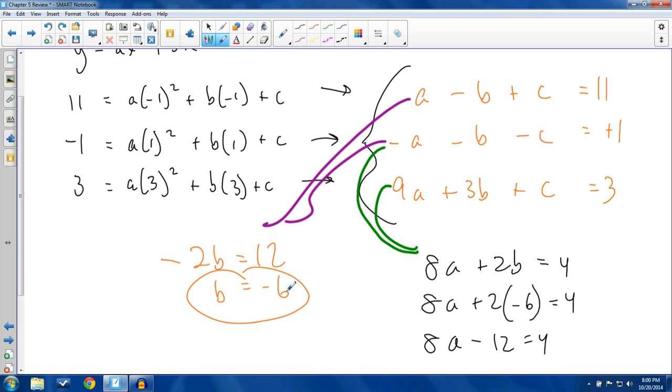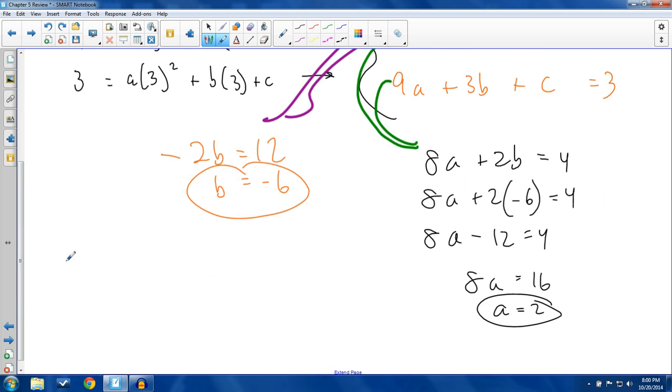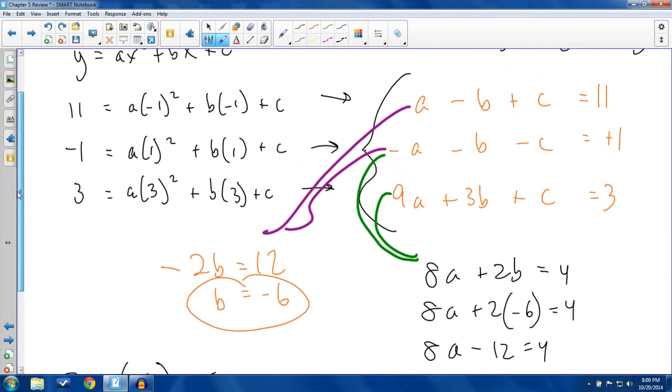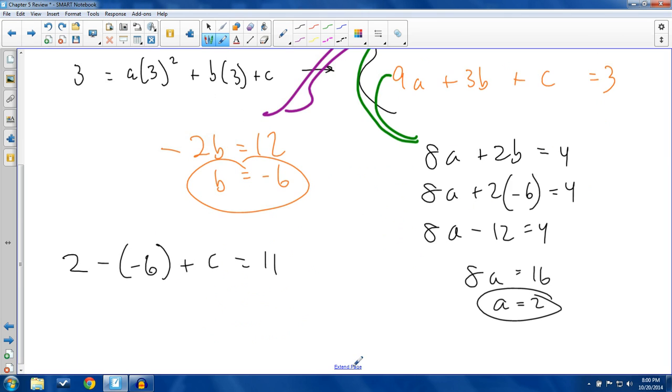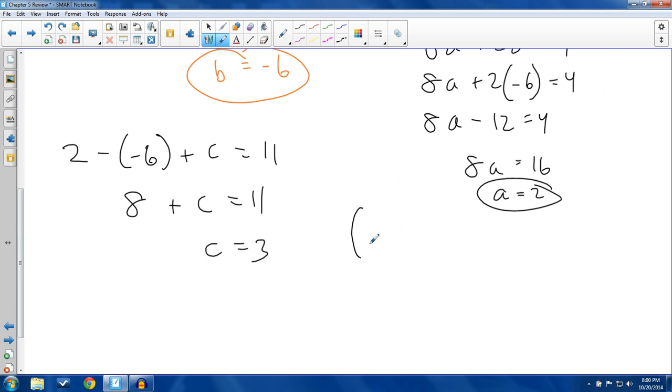See, those look like the same thing. This is a negative 6, and that's a b. But I got to plug in negative 6 for b, so I'm going to subtract a negative 6. So 2 minus negative 6, that's not a 6. Plus c equals 11. 2 minus a negative 6 is 8. And c equals 3.